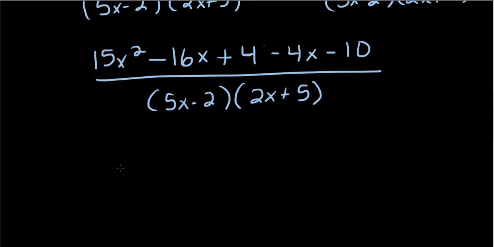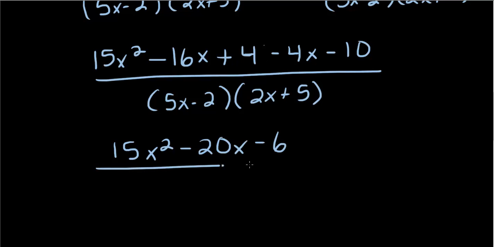This is the only x squared, so I'm just going to rewrite it. 15x squared. Negative 16x, I'm sorry, negative 16x minus 4x is negative 20x. And 4 minus 10 is negative 6. Over (5x minus 2) times (2x plus 5).